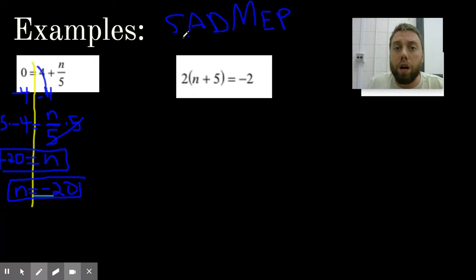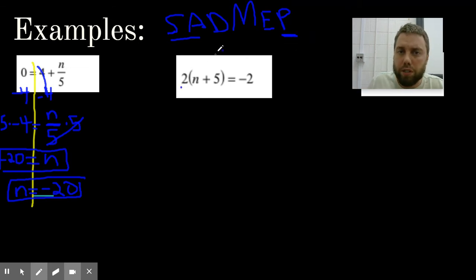And we're going to, again, follow the order of operations backwards, which is our SADMAP right here. We're going to do addition subtraction first, but because this is inside of our parentheses, we're actually going to leave this alone until the very end. Okay, parentheses always go at the end when we're solving equations.